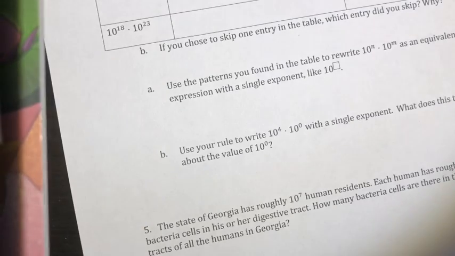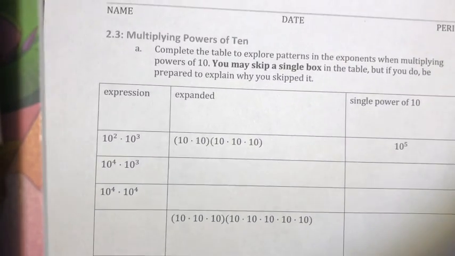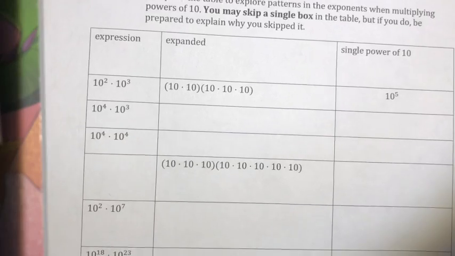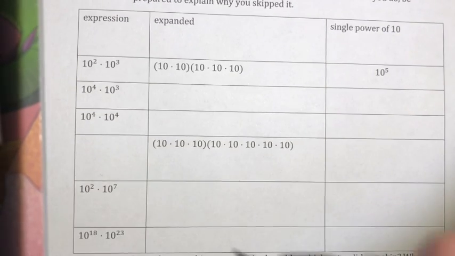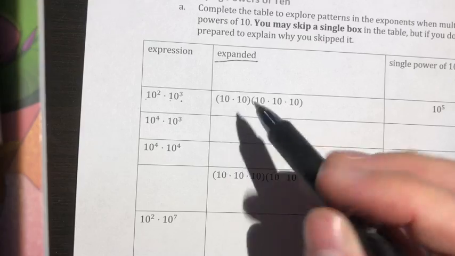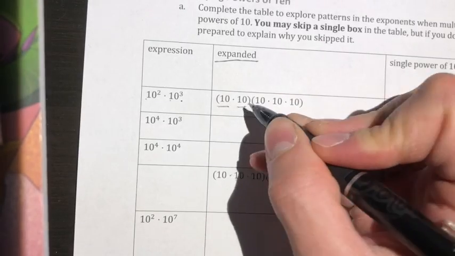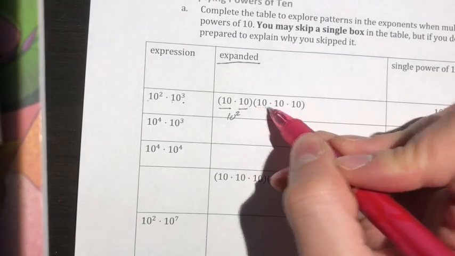So we are looking at patterns we notice when multiplying powers of 10. So this I want you to try on your own. We're going to multiply powers of 10 by expanding it out. So here we did 10 squared times 10 cubed, and we expanded it. We did 10 squared, and then 10 cubed was 10, 10, and 10.